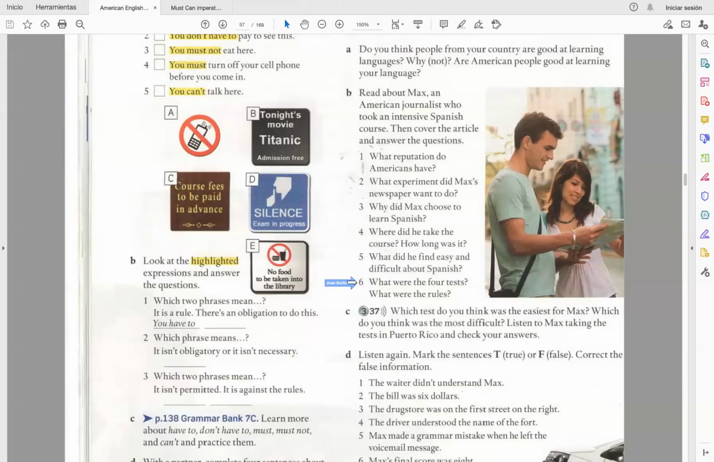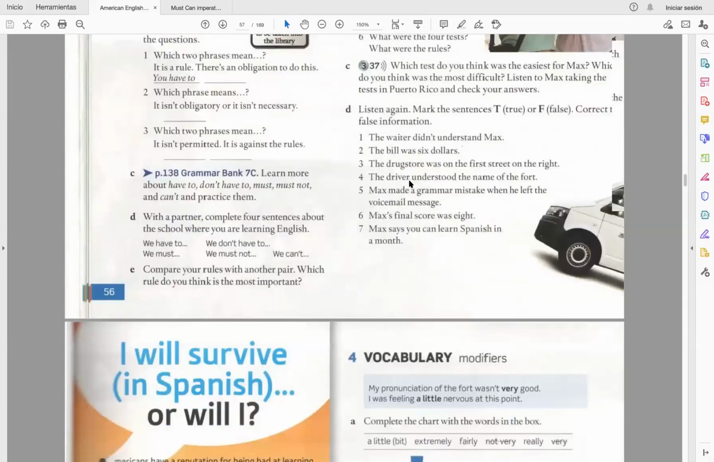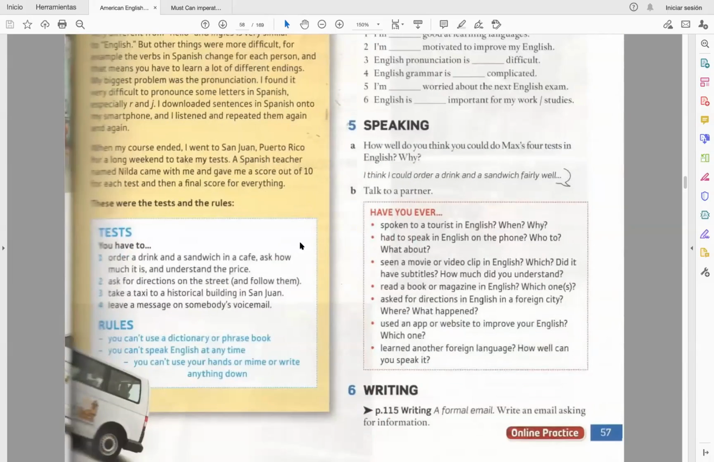And the last question, Diego, I guess. Diego? He had to order a drink and a sandwich in a cafe, ask how much it is, and understand the price. Exactly. He had to ask for directions on the street and follow them. Okay. He had to take a taxi to a historical building in San Juan. He had to leave a message on somebody's mail.